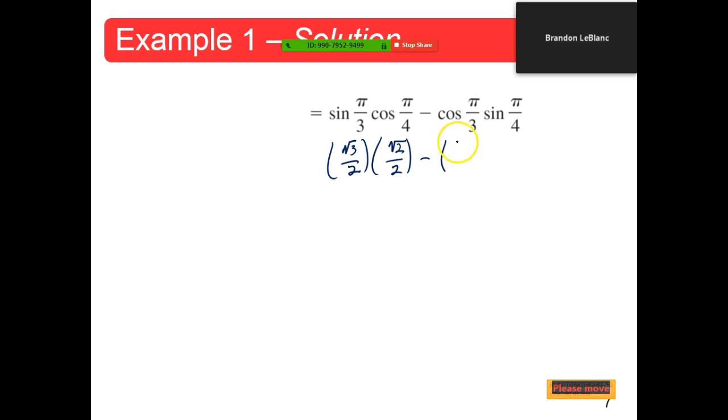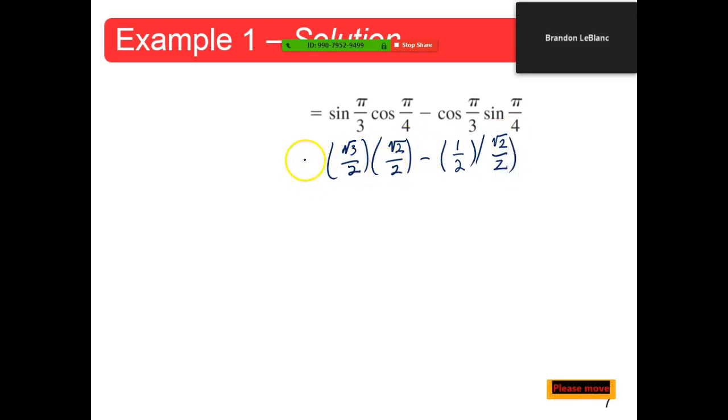A little louder. No, that's sine of pi thirds. Cosine of pi thirds is 1/2, times, what's sine of pi fourths? Square root of 2 over 2.